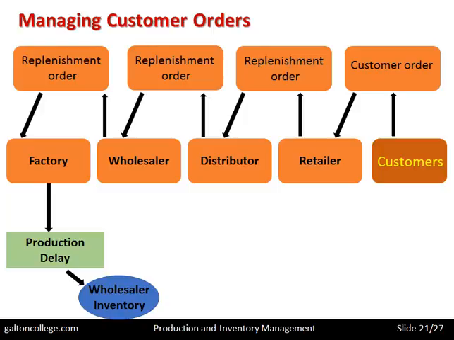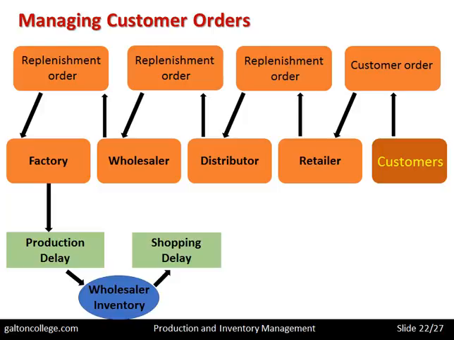And the idea is that the production delay will somehow feed into the wholesaler inventory. The wholesaler's inventory may be running down while this production delay is taking place. The wholesaler will have to carry enough of the item to meet the requirements of the distributors. And whilst the wholesaler is running down the stock, the factory should be tooling up to make more of the item. So that's a delay in the system, the production delay.